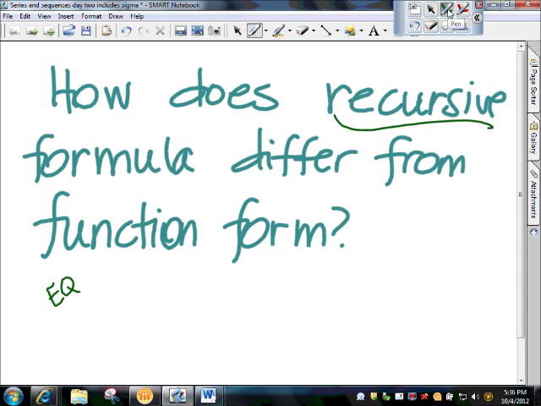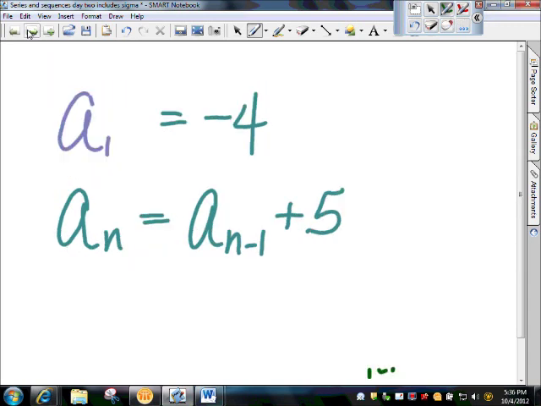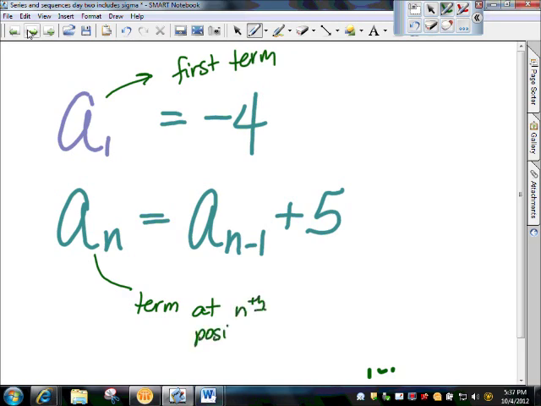Good evening, students. We're going to look at how recursive formula differs from function form. That's our essential question here. Right here you see two odd notations. A sub 1 means the first term, or term at the first position. A sub n means the term at nth position, or any position.